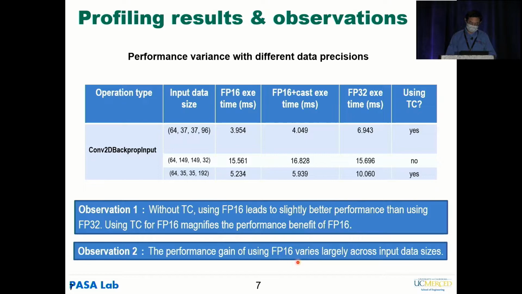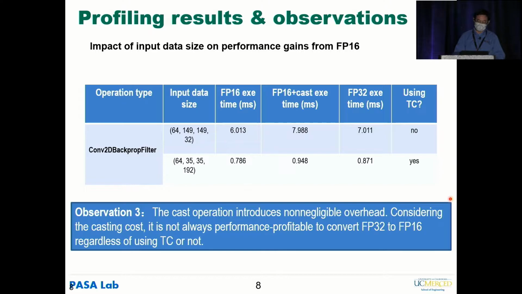In this next slide, I'm going to give you another operator. It is still related to convolution 2D. In this case, we use two input data sizes, and we see that if you just focus on low precision itself, we have performance improvement. You see the difference between low precision and full precision, and we have performance improvement, right? But if you consider the casting cost, all the performance benefits go away. And this conclusion is generally true, no matter whether you are using TC or not.